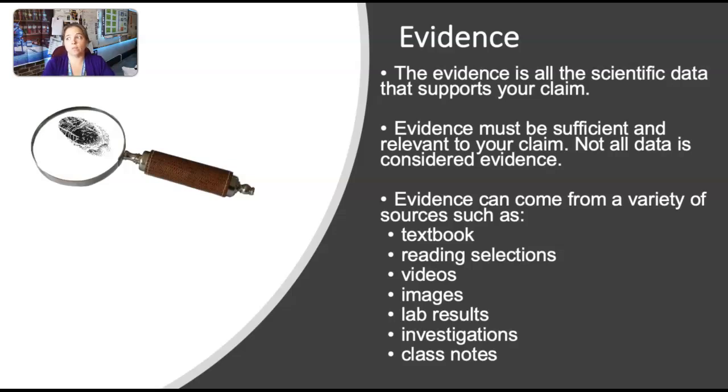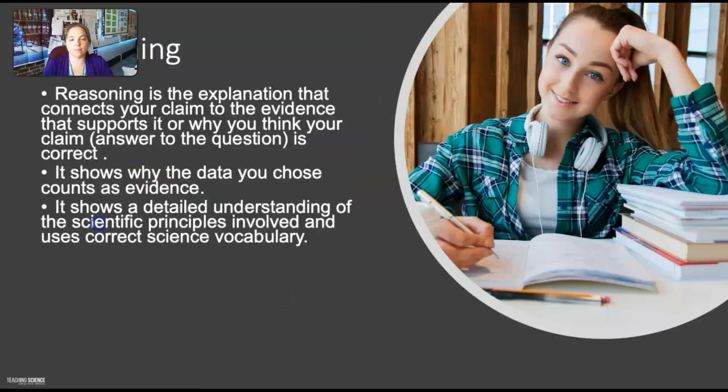You don't want to claim the sun is yellow and say, well, the grass is green, and that's why the sun's yellow. It doesn't correlate. You want to make sure it correlates correctly. And it can come from a variety of sources, just like I said: textbook, reading selections, videos, images, lab results, investigation, class notes, and as I said before, data tables, charts, graphs.